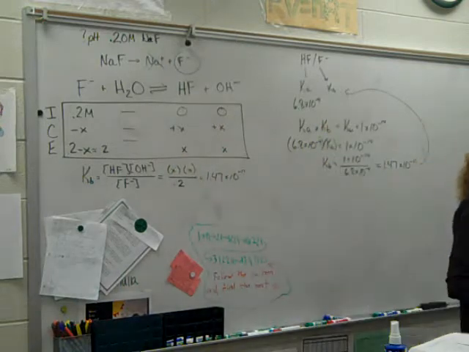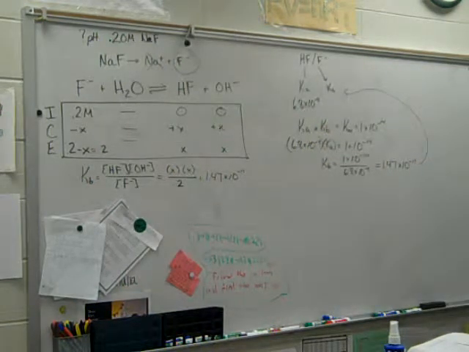Times 0.2, square root. You already got the answer? No, I just haven't done it. Okay, all right, so here we go. At least I know how to do it. I know, that's awesome. Okay, now I got it.